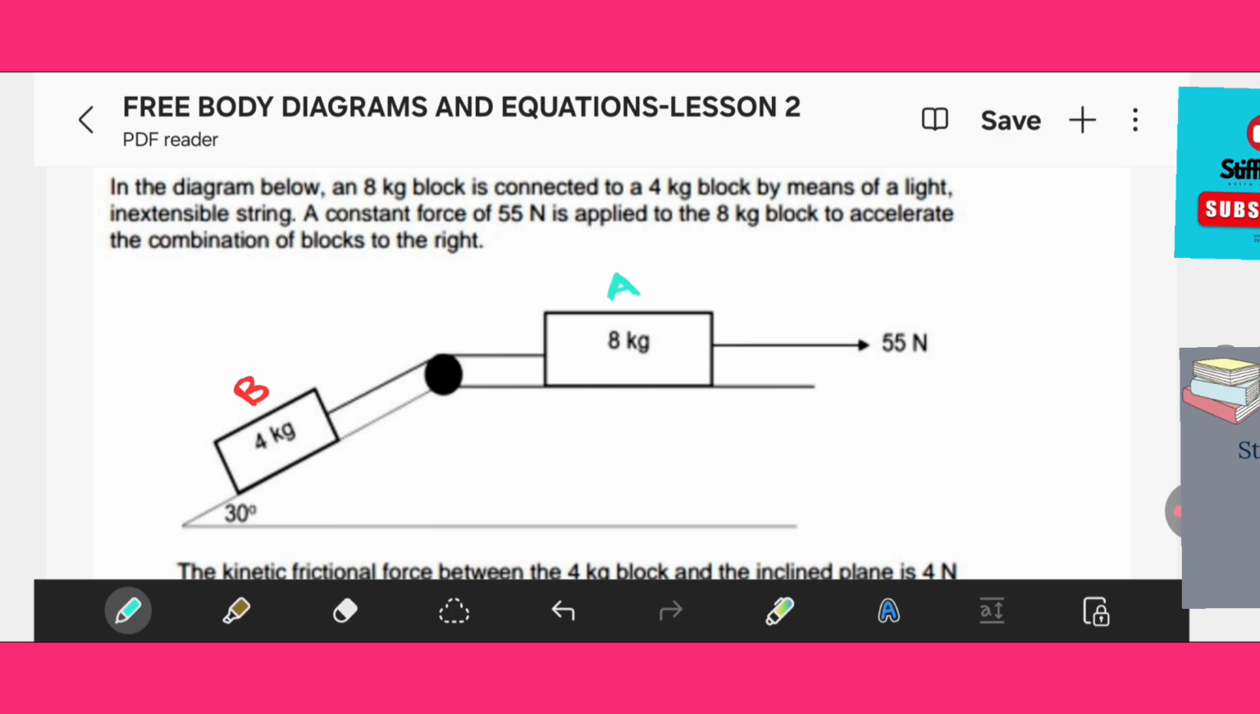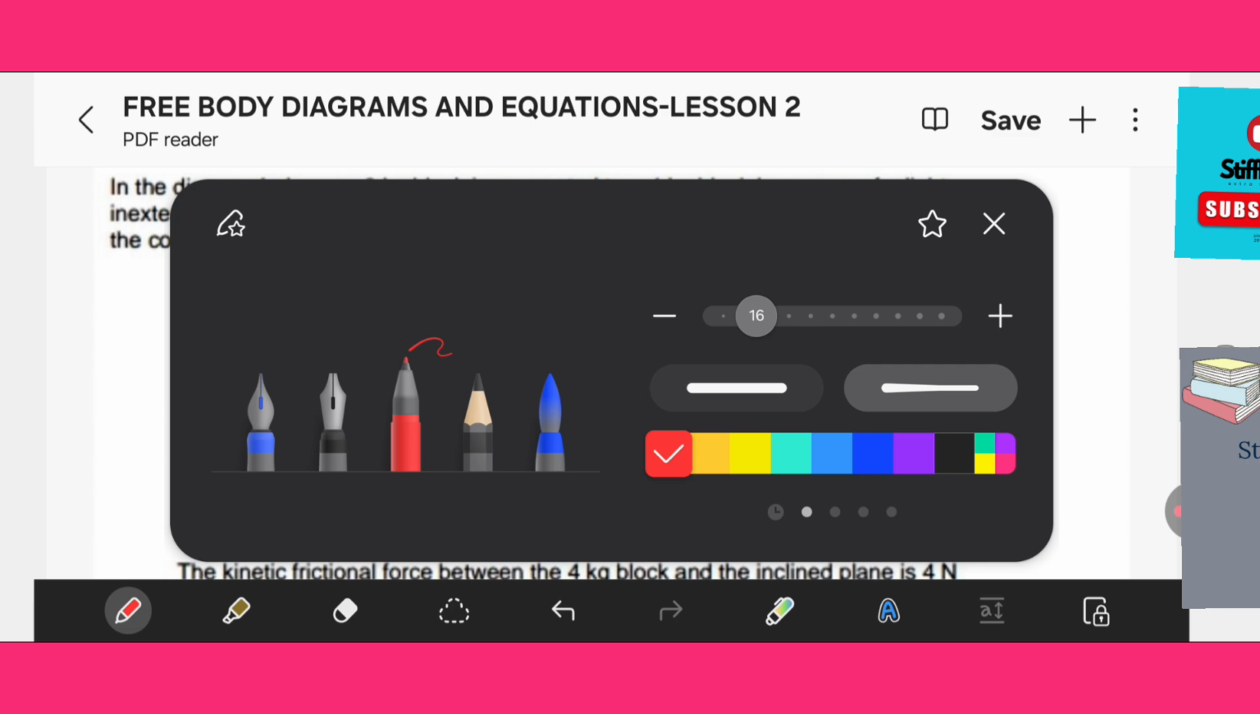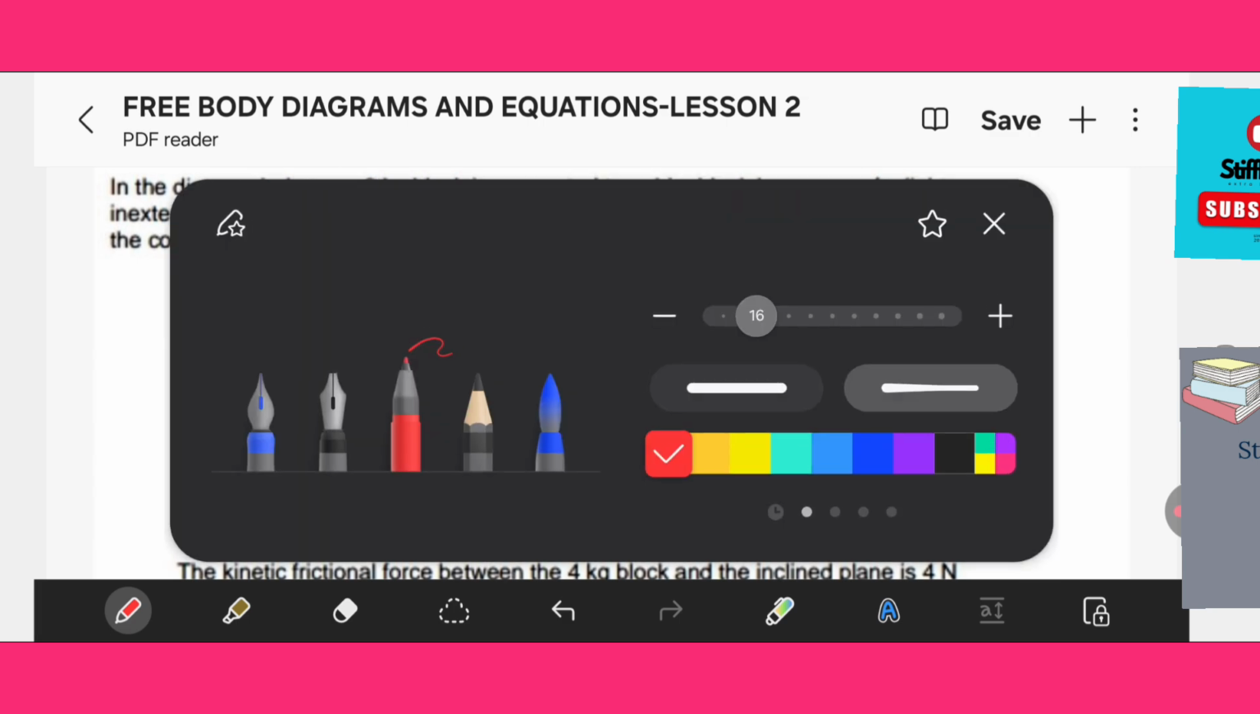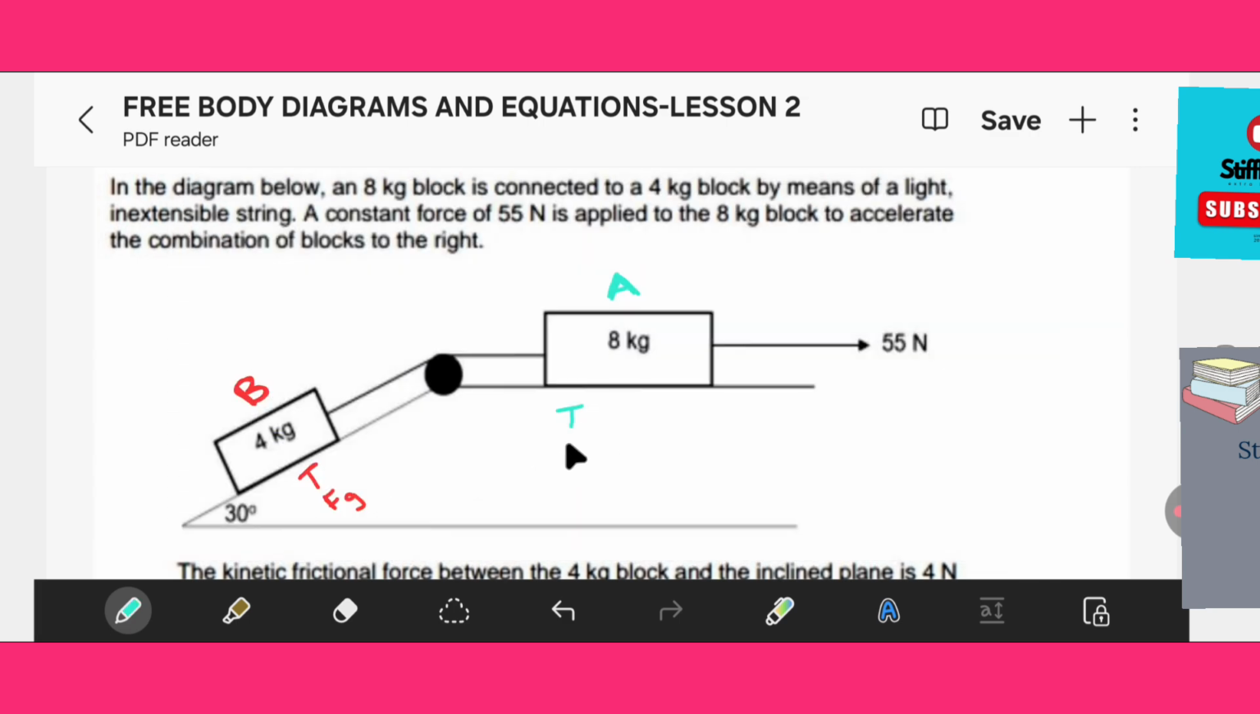So this reads as in the diagram below, an 8 kg block is connected to a 4 kg block by means of light inextensible string. So we already know that if these bodies are connected by a string, it means that each and every block will be having tension. So also it means that this other object as well will be having tension like that. But we already know that they're having mass, so it means that all of them will be having Fg, gravitational force. So it means that also block A is having gravitational force as well, like that.